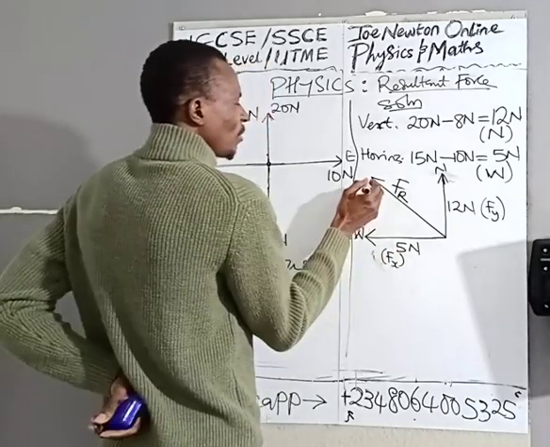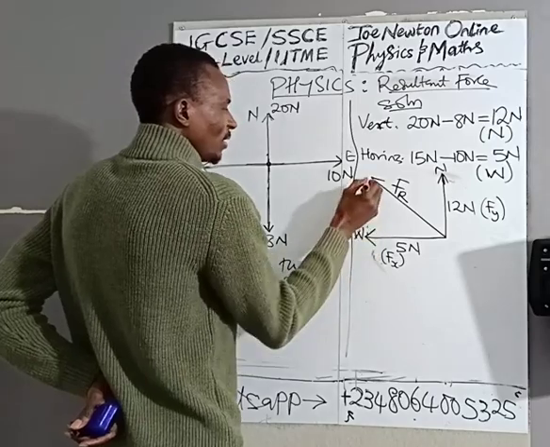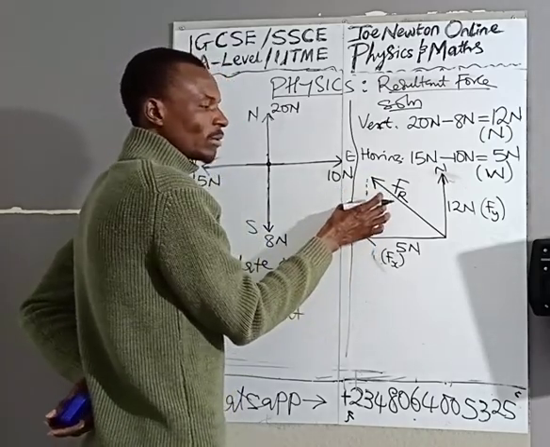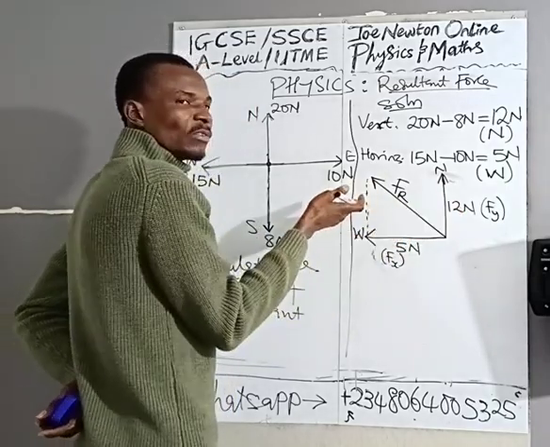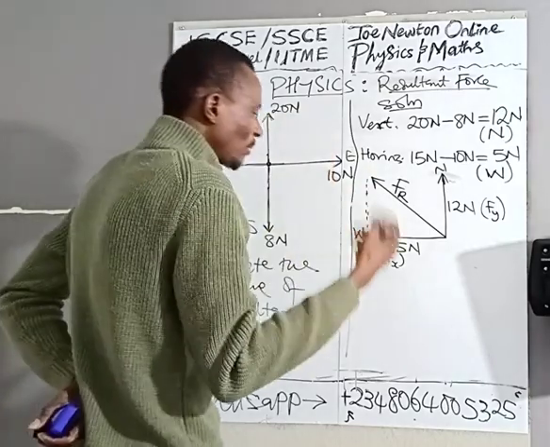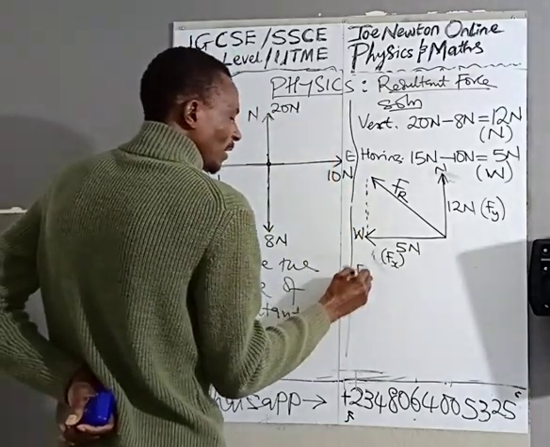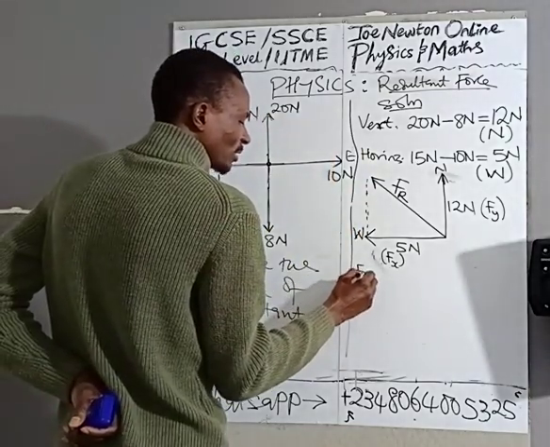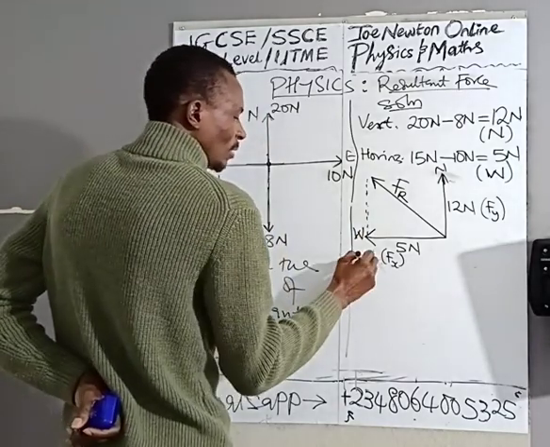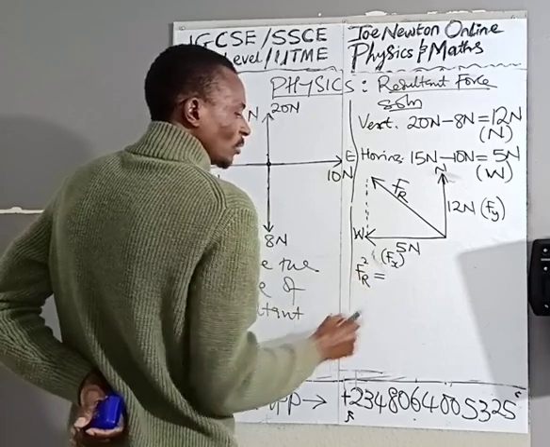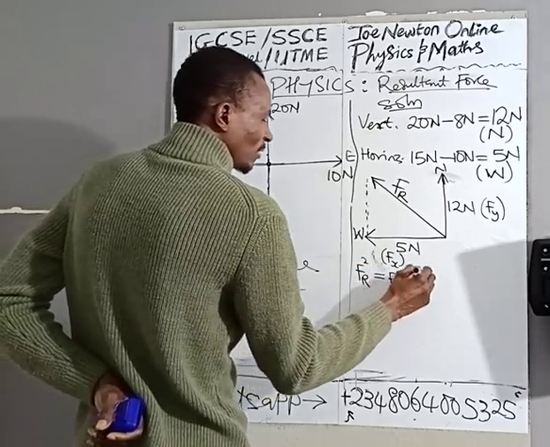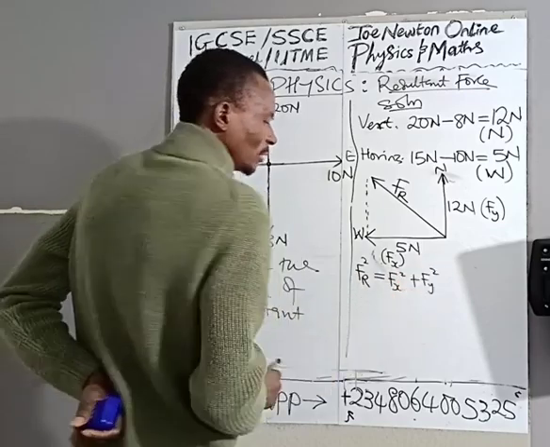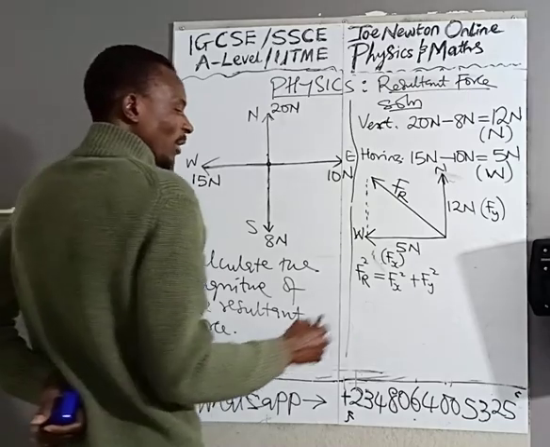Because if you complete this, look at this. If I make this, I have a right angle triangle. That is the right angle at this place, and this place is equal to this place, for you to see where the idea comes from. So we have that F resultant squared is equal to Fx squared plus Fy squared. So that is it.